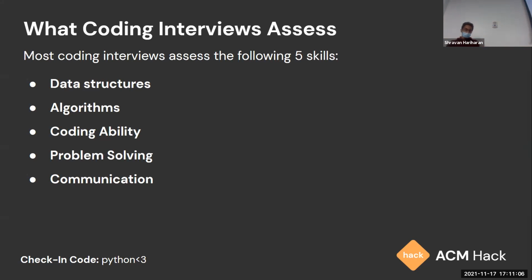Right, so what do coding interviews actually assess? These are mainly the 5 things that coding interviews assess. And when you walk into a coding interview, you want to make sure you're demonstrating all these 5 things as much as possible. So what most of you might know would be data structures and algorithms, right? So what data structures do you know and how well can you write algorithms and use other algorithms?